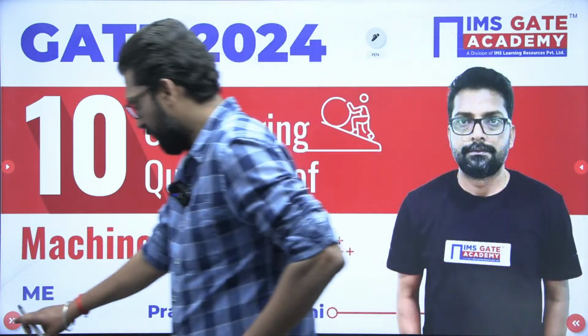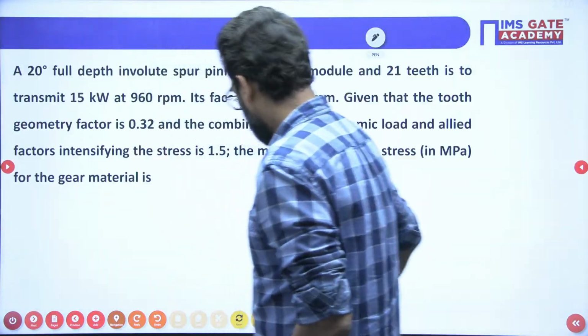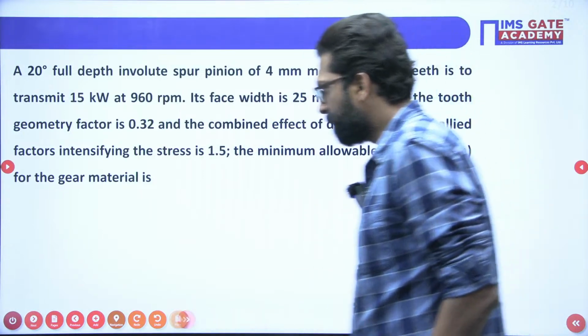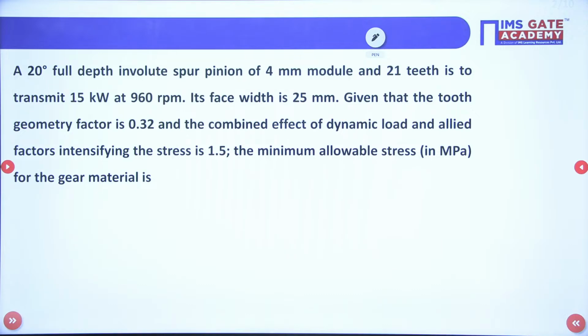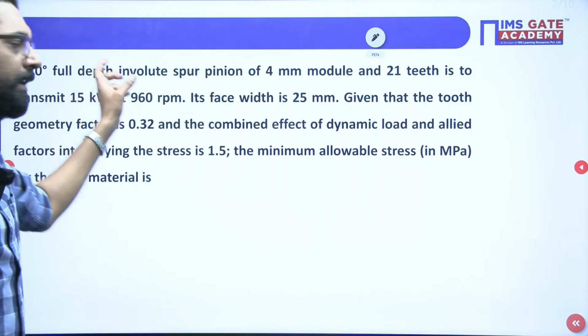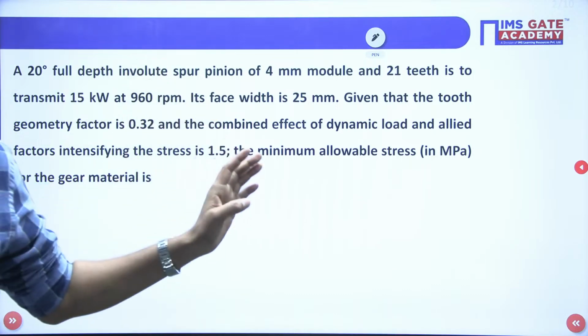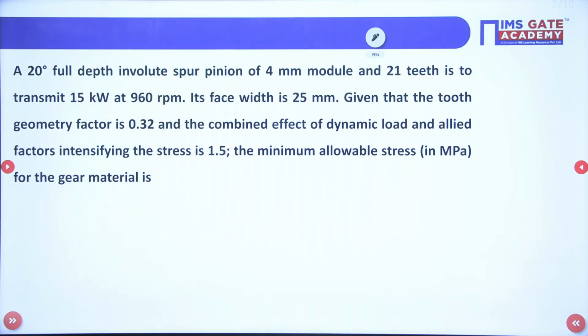Let's see today's first question. Read this question carefully. The first question is related to the gear. In machine design, we only have to design the spur gear. Don't bother about the other types of gear during the design of machine elements. So what is the question?